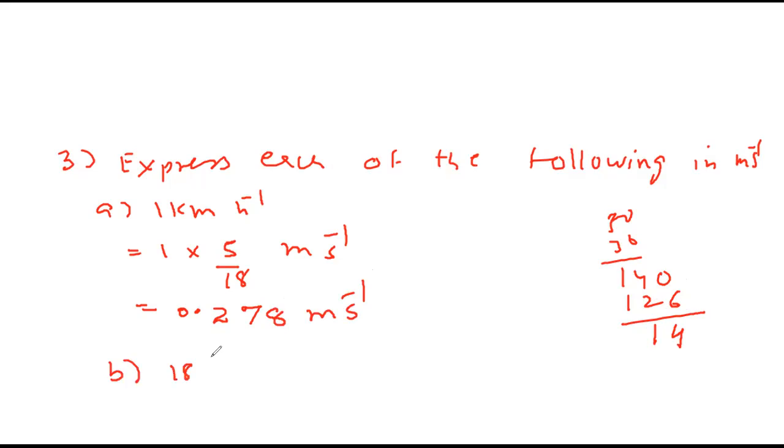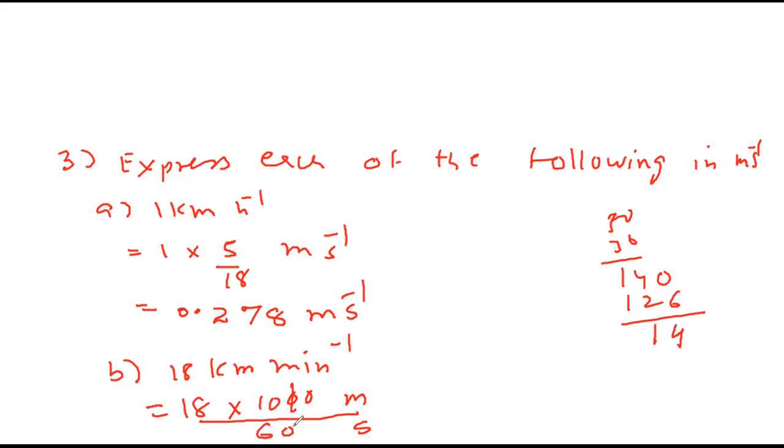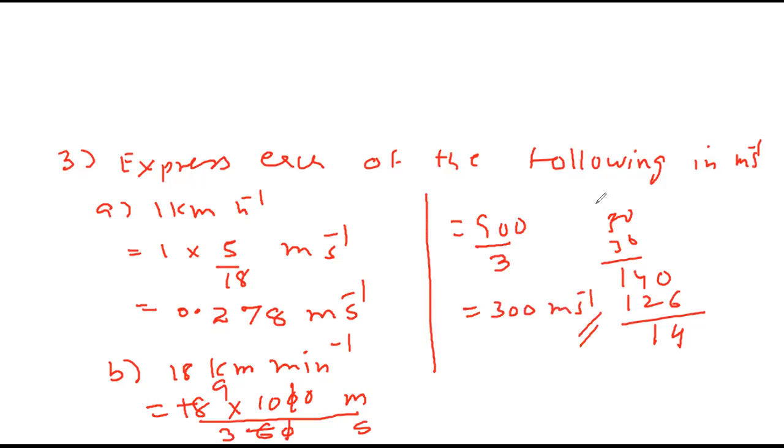B is 18 kilometer minute raised to minus 1. So 18 into 1000 meter. 1 minute is 60 second. So we get 10 cancel. 2 into 3, 2 into 9. So it is 900 upon 3. That is equals to 300 meter per second.